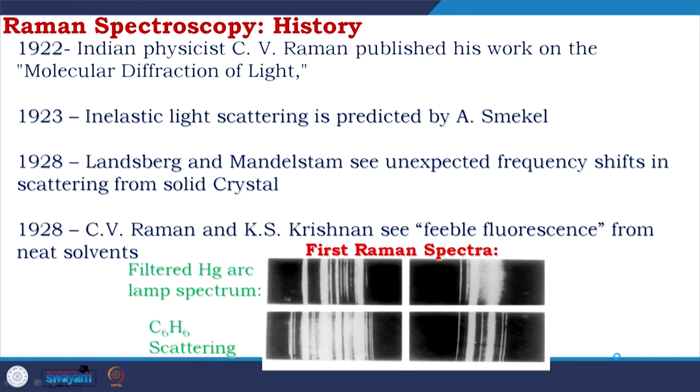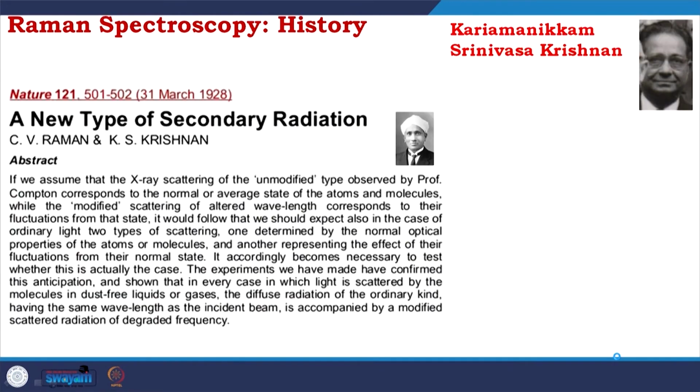This is the first Raman spectra, where they used a filtered mercury arc lamp spectrum, and you see the characteristic inelastic ones. So, C.V. Raman and K.S. Krishnan published this work in Nature with the title A New Type of Secondary Radiation. You all know about C.V. Raman, I will talk a little bit about K.S.